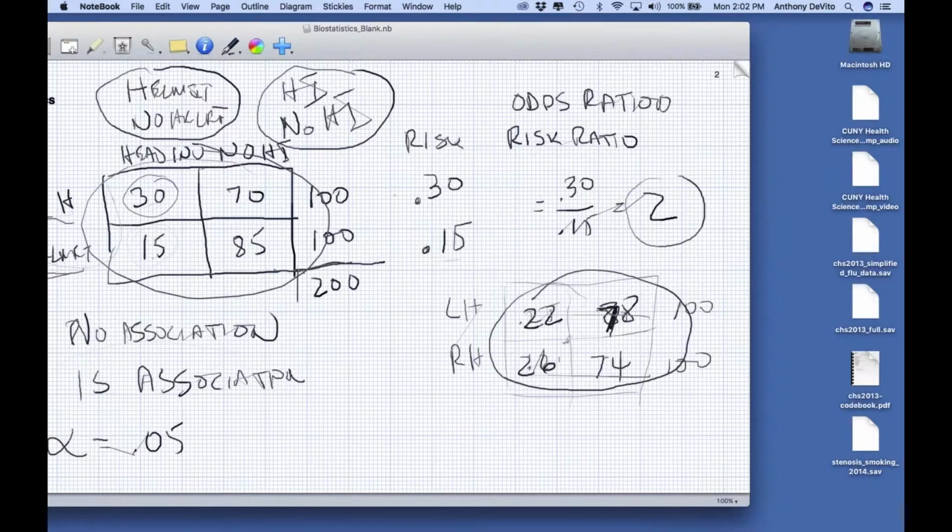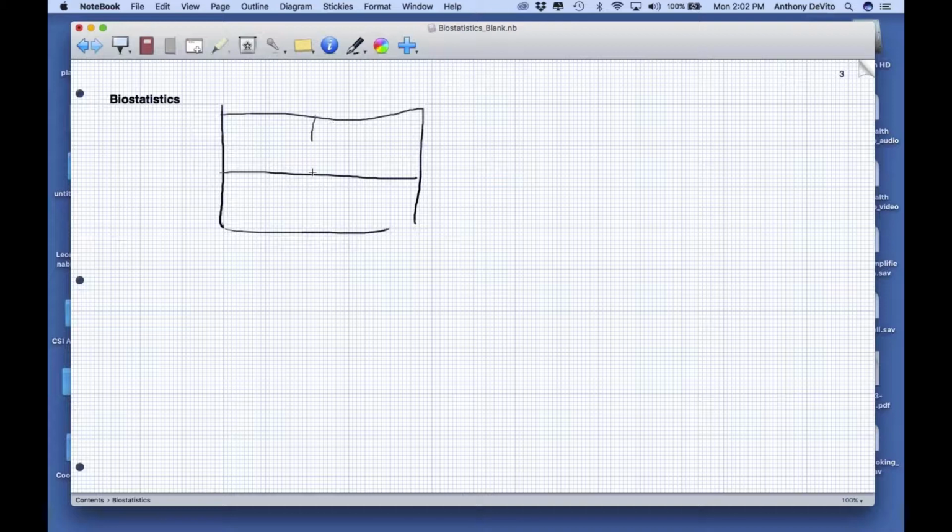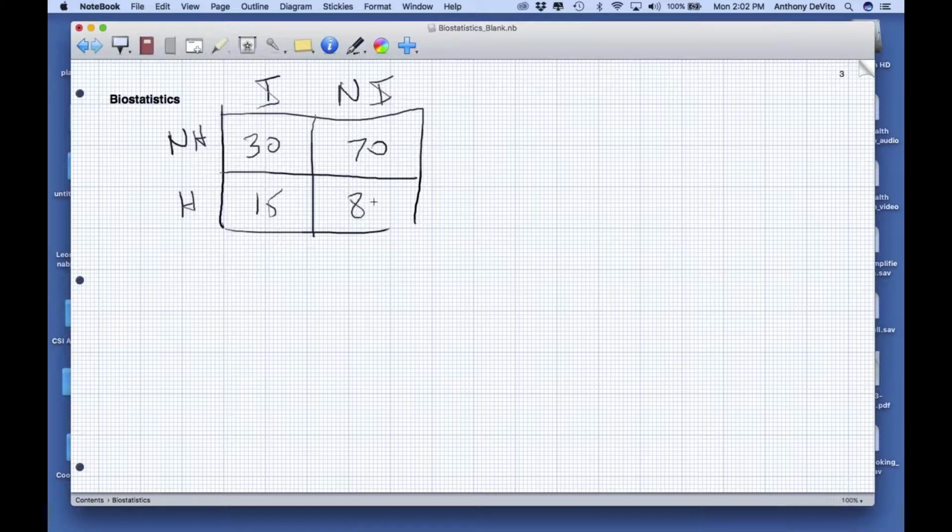Okay, but before I get into those two, let's take a look at that table again. This is no helmet. This is helmet. This is injury. And this is no injury. Okay, and I said 30 and 15 and 70 and 85. So now I'm going to change this number a bit. I'm going to change this to 20 and 80 because it's going to make the math work out a little bit easier. Okay, so now that's out of 200 people.